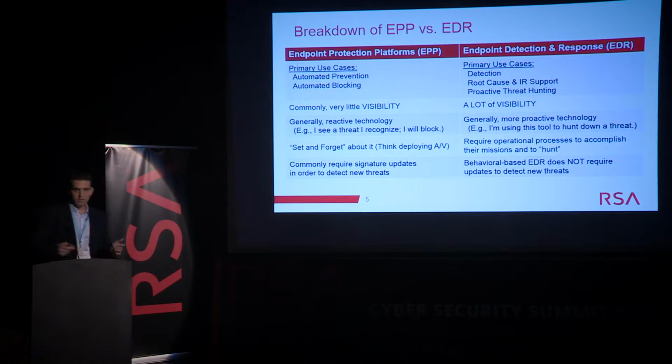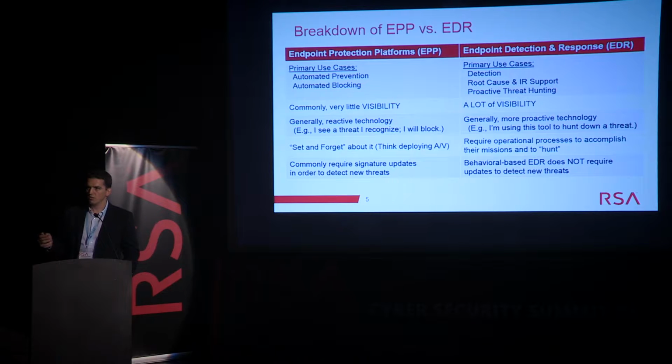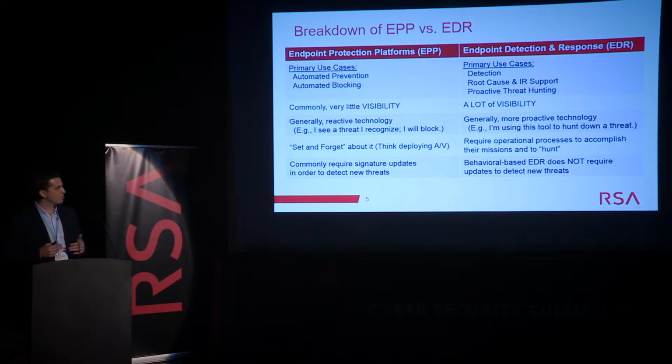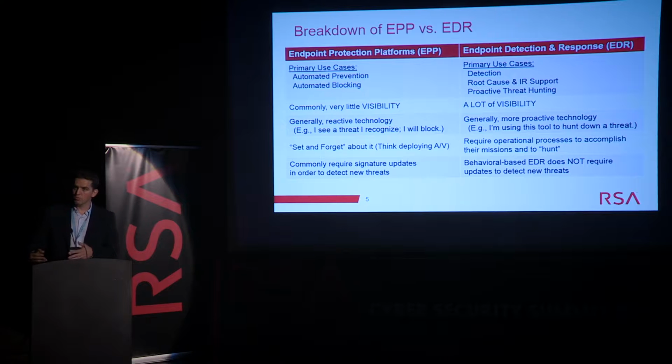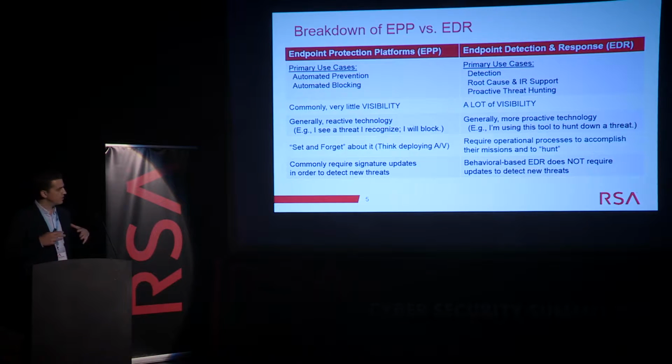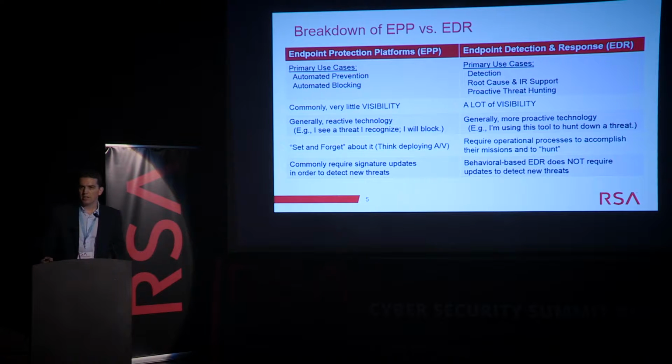For EPP, the primary use case is prevention and blocking. On the other hand, with EDR tools the use case is detection. We try to find the root cause, do IR hunting, and of course do more proactive threat hunting with this tool. With EPP there is less visibility compared to EDR, because with EDR we can really do malware forensics. EPP is a reactive technology. You just install it and forget it. It's like AV: you need to have it on your laptop, but you don't care about it. All the EPP products rely on signatures, and that's a difference compared to EDR.